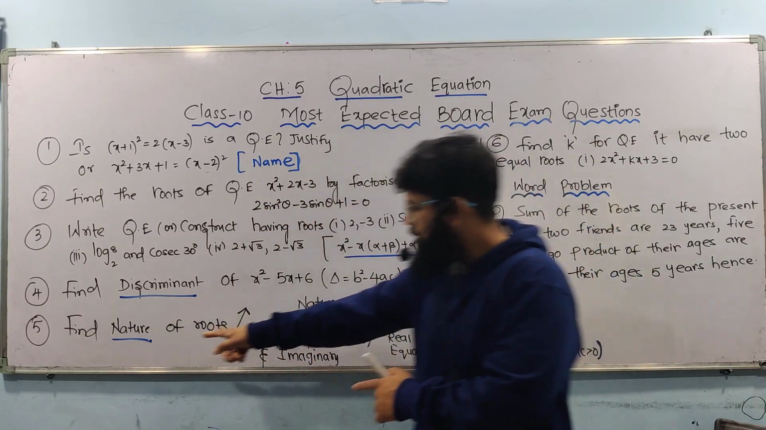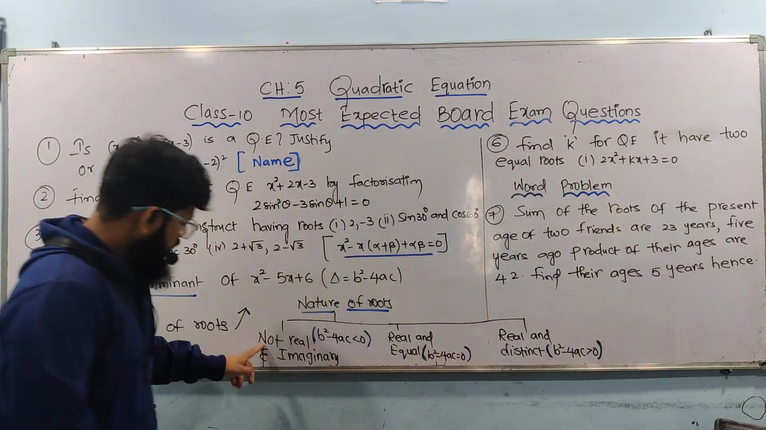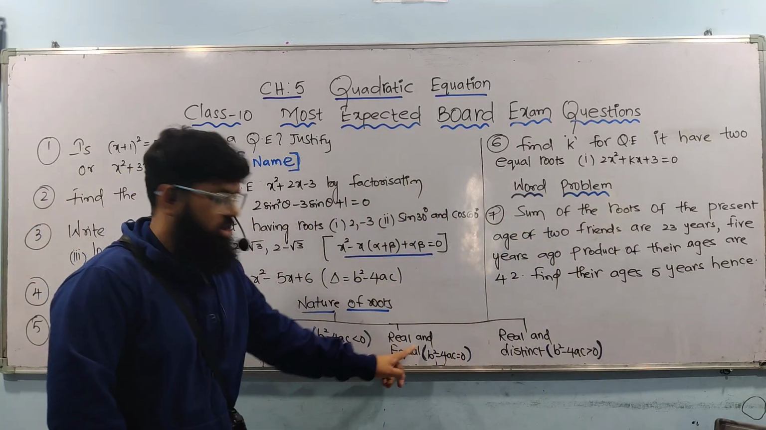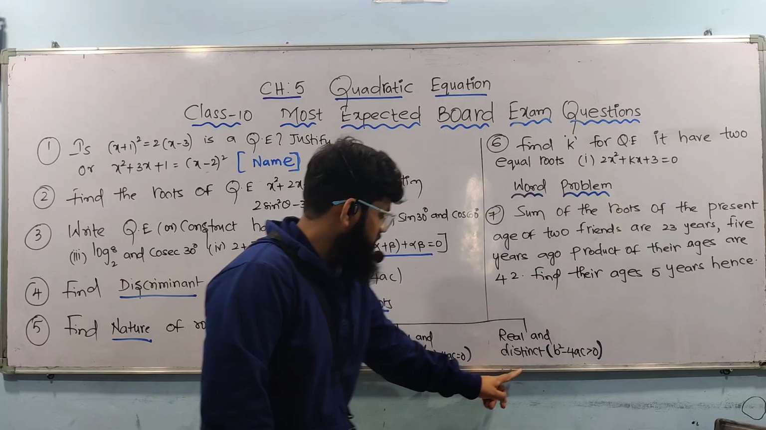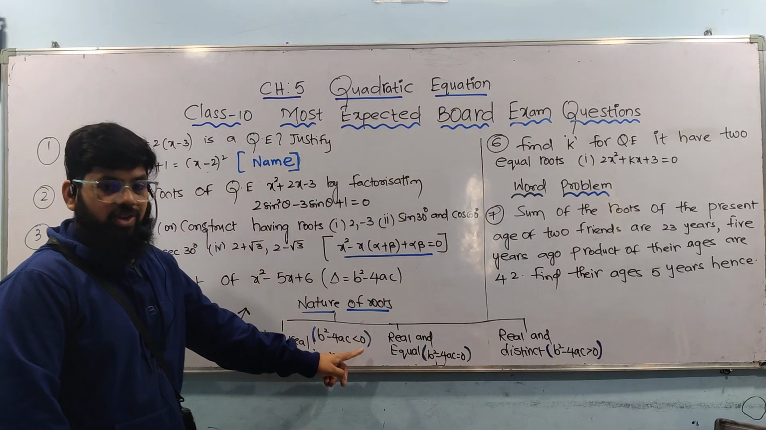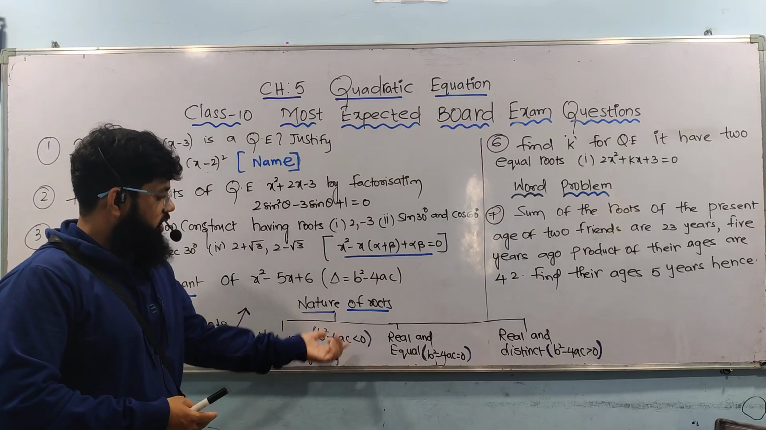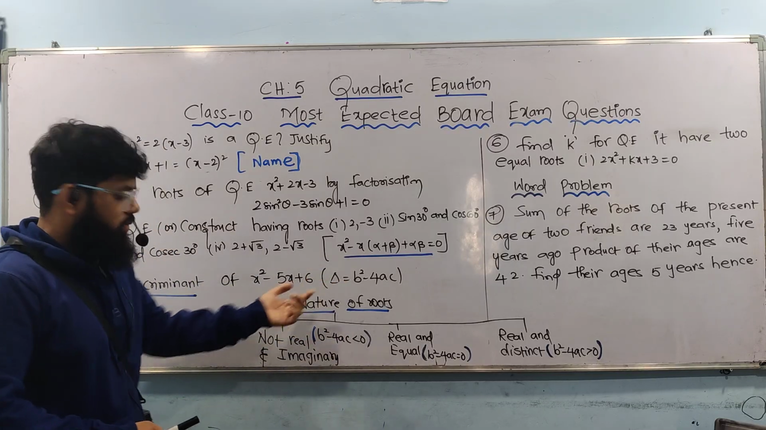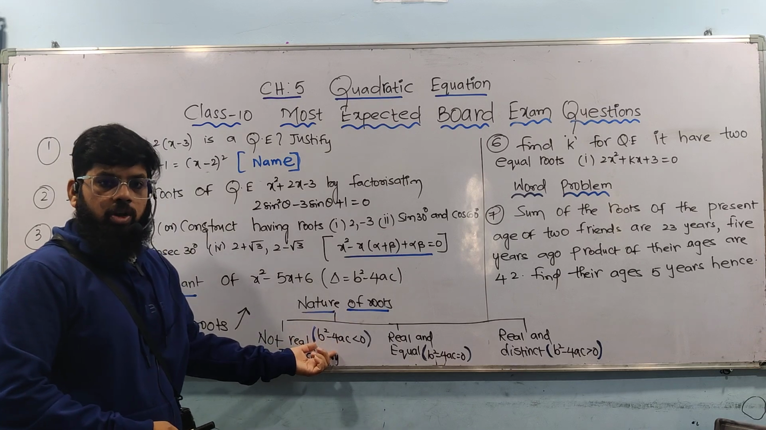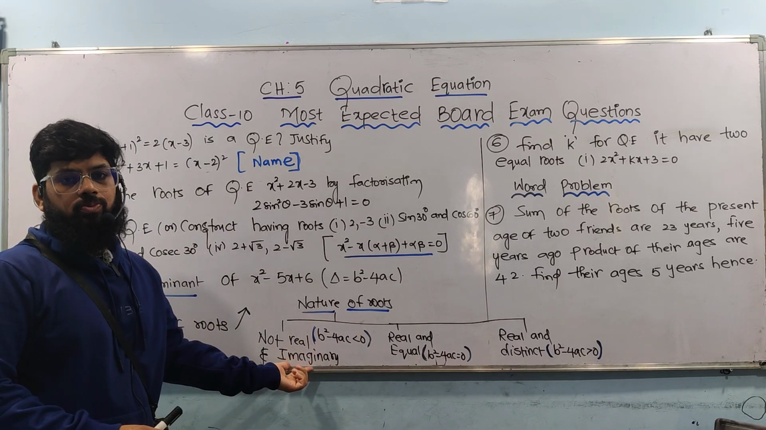Okay, and they are asking about nature, 3 types. One is not real, that is imaginary, second one is real and equal, third one is real and distinct. You will get not real if the b square minus 4ac value is less than 0, like negative: minus 1, minus 2. The same formula for finding the discriminant is also used for finding the nature of the roots, but here after finding the value, we need to write what its nature is.